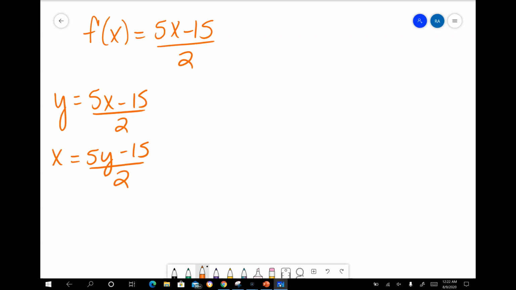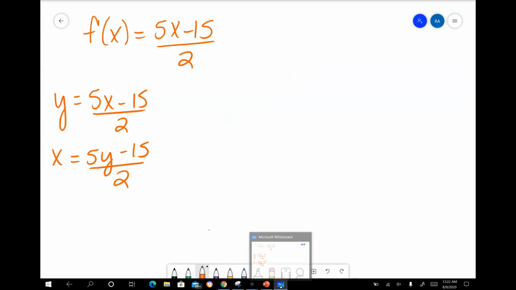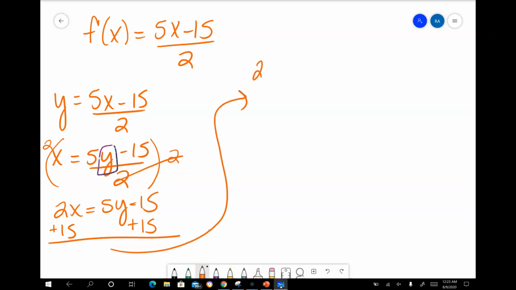Now, we're still trying to get that y by itself. First, before we can touch that numerator, you have to get rid of the denominator. So this is really going to work on your solving skills. So we've got 2x equals 5y minus 15 because those 2's canceled. Then we're back to what we've been doing in the previous 2 examples. Add the 15. So we have 2x plus 15 equals 5y.